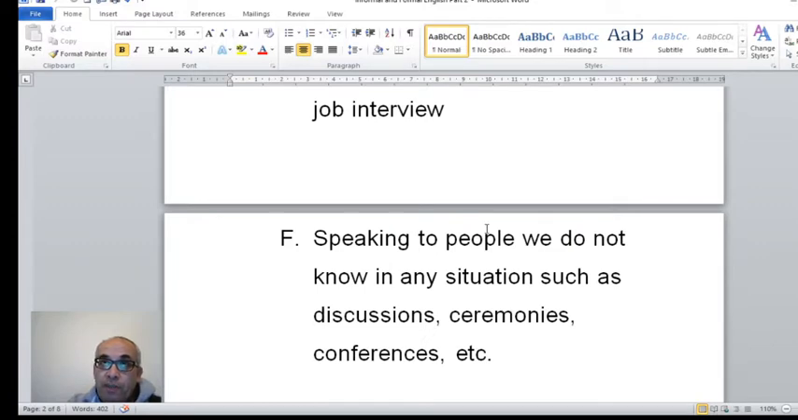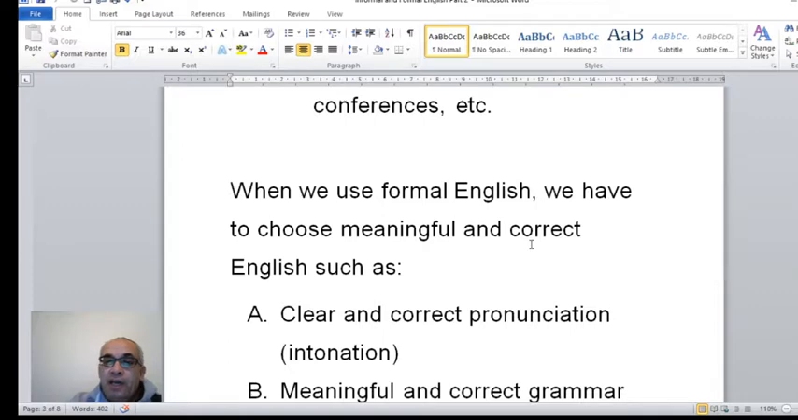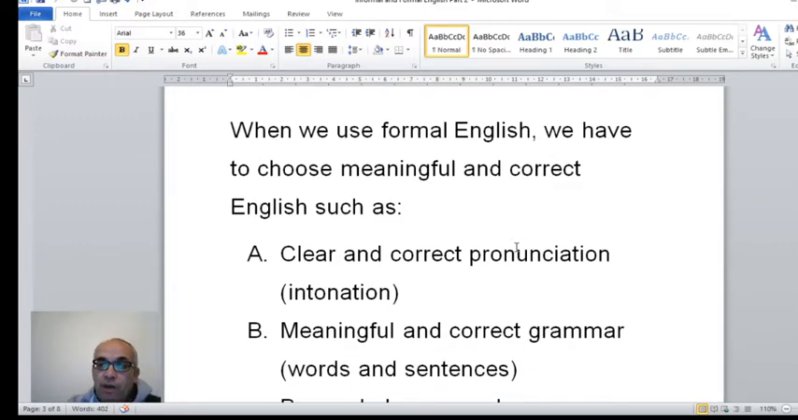So formal English, basically, when you speak to people you don't know, people who are strangers, you use formal English. And this English is different from the informal English or the spoken English, and it is different in many ways. When we use formal English, we have to choose meaningful and correct English, such as clear and correct pronunciation or intonation.